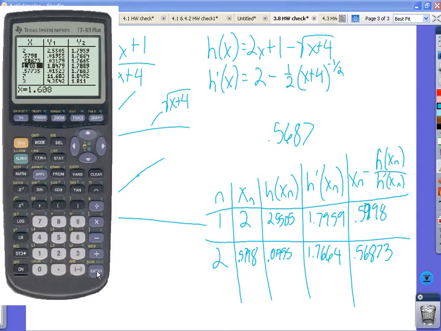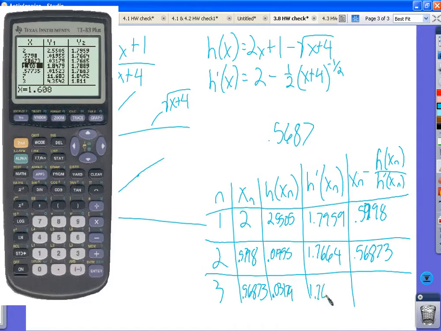All right, so this is our next guess, 0.56873. And we entered that in. For the function itself, we get 0.03179. We get 1.7665.